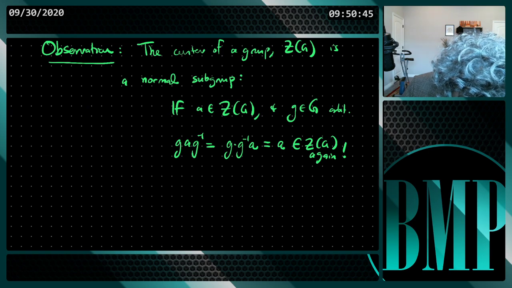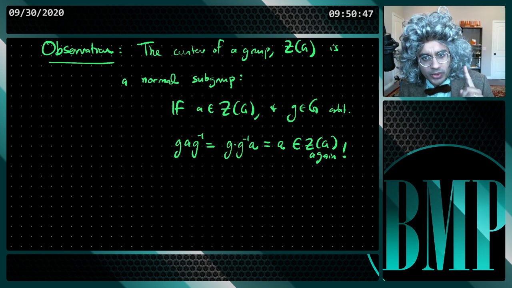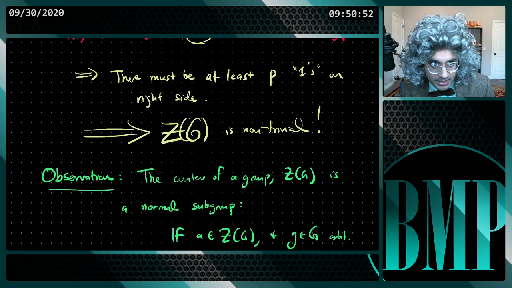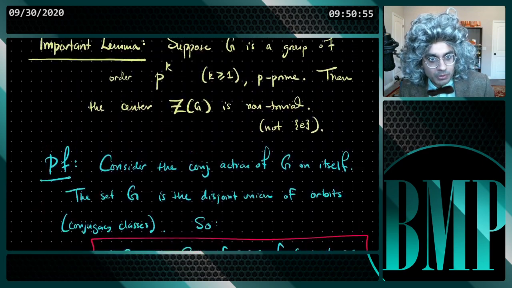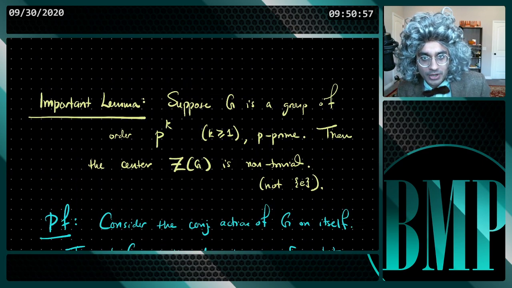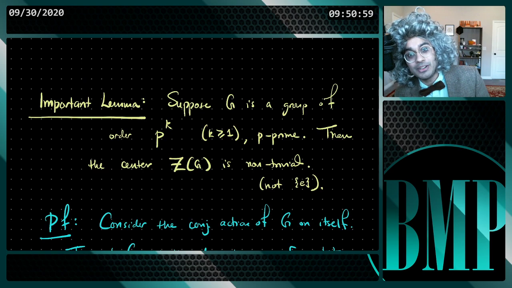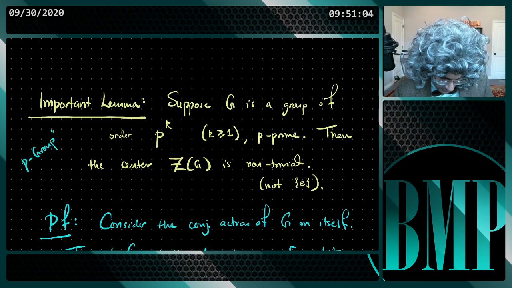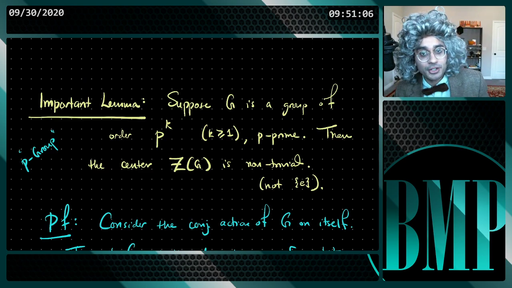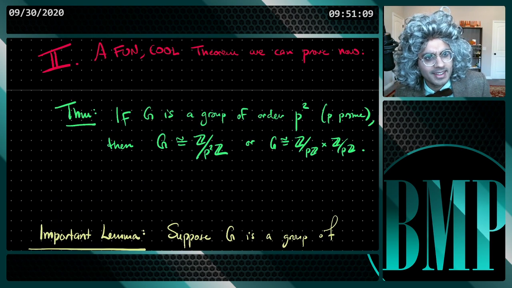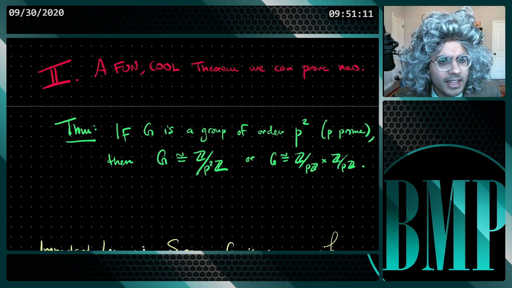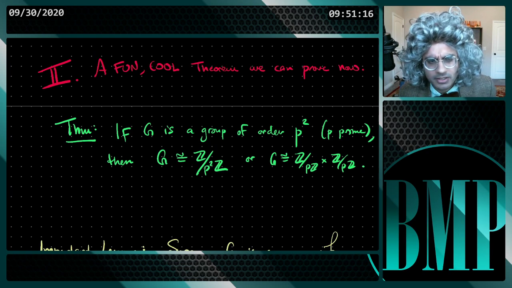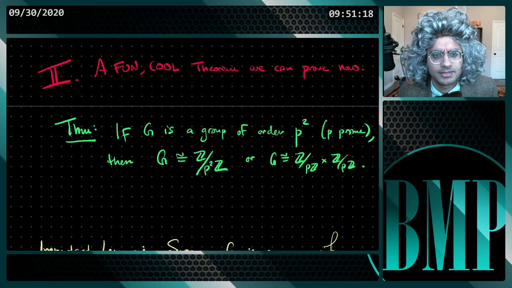All right, let's go back and see what we were aiming for. We have this observation: the center is a normal subgroup, and if you have a group whose number of elements is a power of a prime, there's a name for this. It's a p-group. Its center is non-trivial. So we want to prove this theorem: if G is a group of order p squared, a p-group in particular, then it's either this or that.